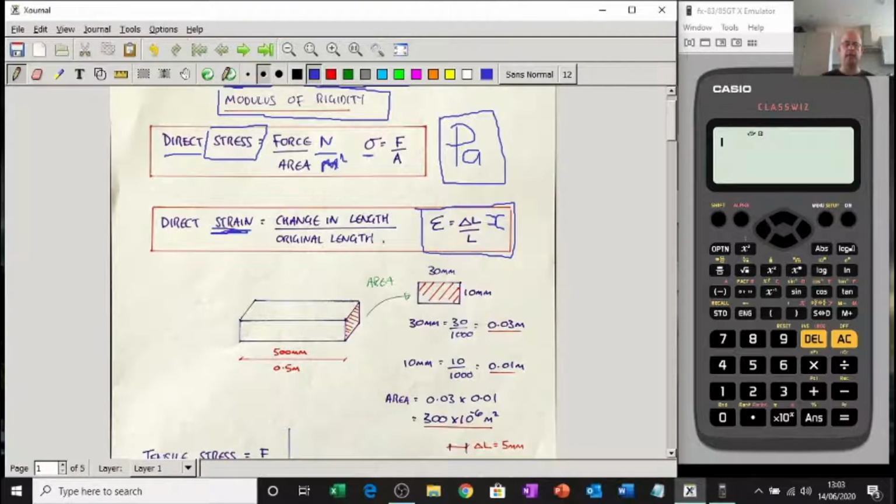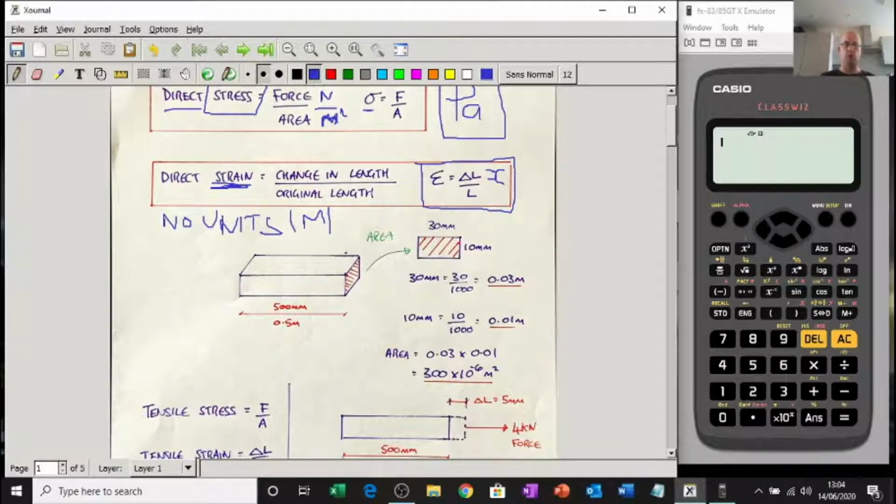Because it's a length over length, there's no units for strain. As long as you're in the same units, you can be in what you want. So with this one, you can be in millimeters over millimeters, meters over meters, inches over inches, miles over miles. Makes no difference because you're in the same units, so the answer will be the same. I always suggest you go into meters anyway, because that's the SI unit. But sometimes I'll go into millimeters, especially if the change in length is so small, it's a bit easier to do it in millimeters.